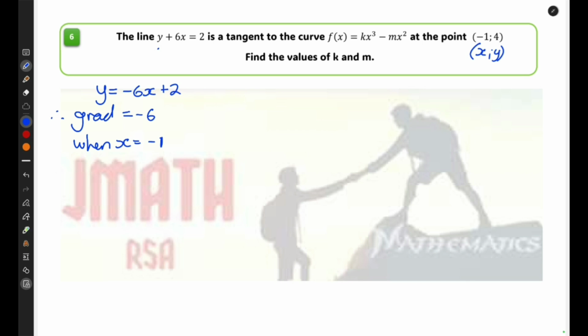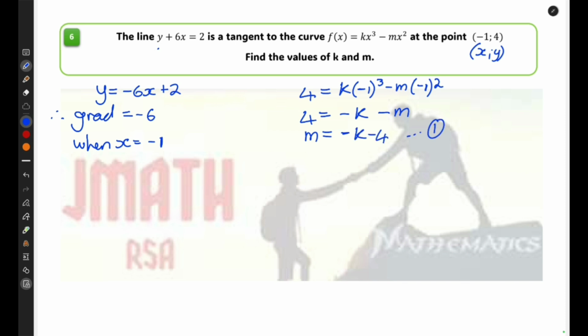But let's start with equation 1. So firstly, I'm going to sub in 4 equals, and x is minus 1 in this case. So k minus 1 cubed minus m minus 1 squared. I can now just simplify that, and I want m to be alone. So 4 equals minus k minus m, because minus 1 cubed is still minus 1, but minus 1 squared is a positive, but m had a minus already. So that is why it's simplified to that. I want m alone, so I'm just going to move that to the left, and this would be minus k minus 4. There's my equation 1.